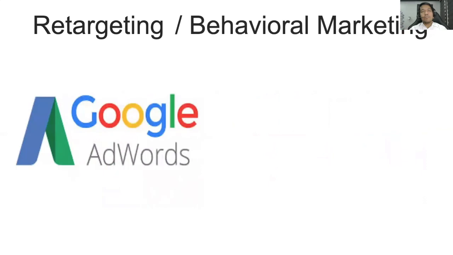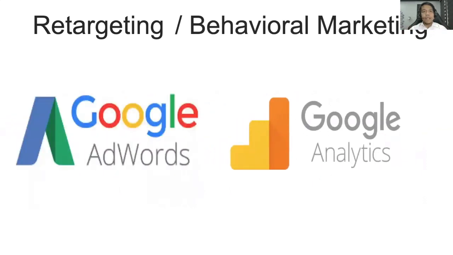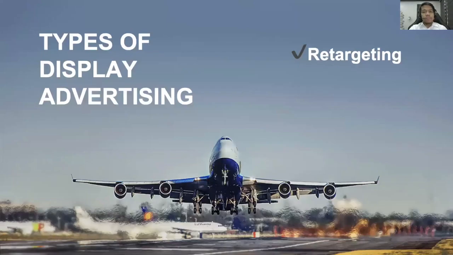One way to build a marketing list is through Google AdWords, and another way of creating lists is through Google Analytics, which is more preferred since it gives more options to be creative when it comes to creating a custom audience. Another type of display advertising is acquisition.